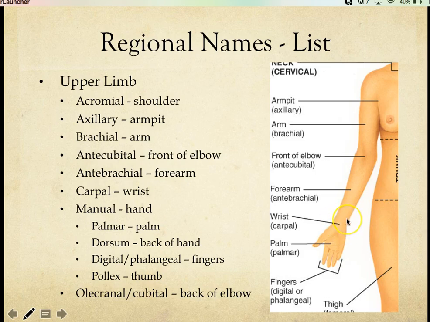The carpal is the wrist, manual is hand, palmar is palm, dorsum is the back of the hand, digits or phalanges are fingers, pollex is thumb. The olecranon or cubital is the area behind the elbow. We're going to see there's an olecranon process that makes up the elbow as well. So these terms again will come up over and over again.